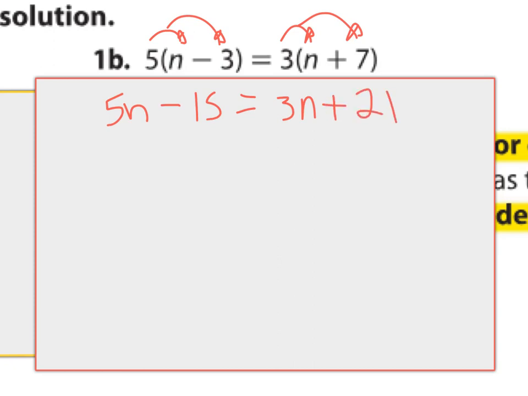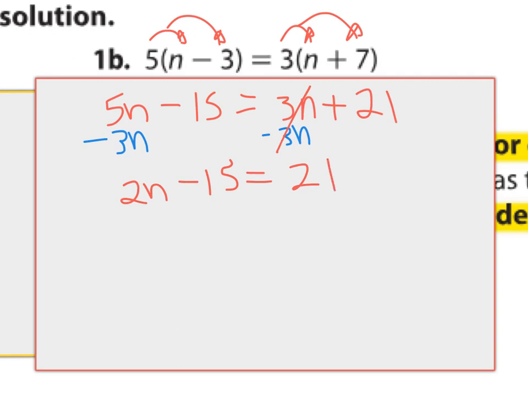Okay. Let's identify which side has the greater coefficient. This side has a coefficient of 5, and this side has a coefficient of 3. So we will keep this one and get rid of this one. So I will go ahead and use subtraction property of equality to subtract the 3n from both sides. And now that leaves me with 2n on this side minus 15 equals 3 minus 3n is gone. So I'm just left with the 21.